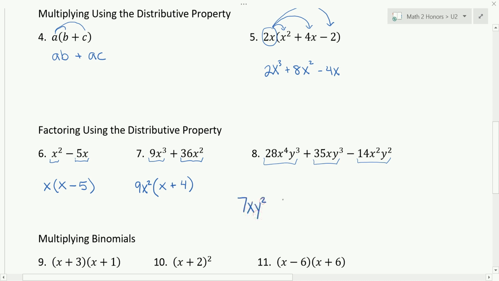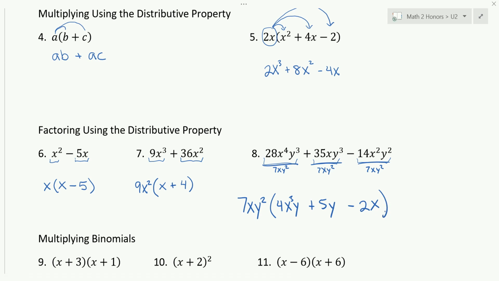y squared. And so if I divide each of these by 7xy squared, I'd end up with 3 terms. The first one would be 4x to the third y. The second one would be 5y, minus 2x. And then we've used the distributive property in the reverse order, which we call factoring. But the distributive property works both ways.